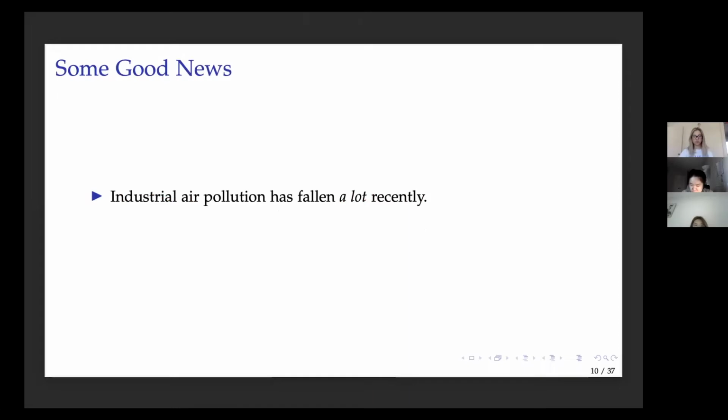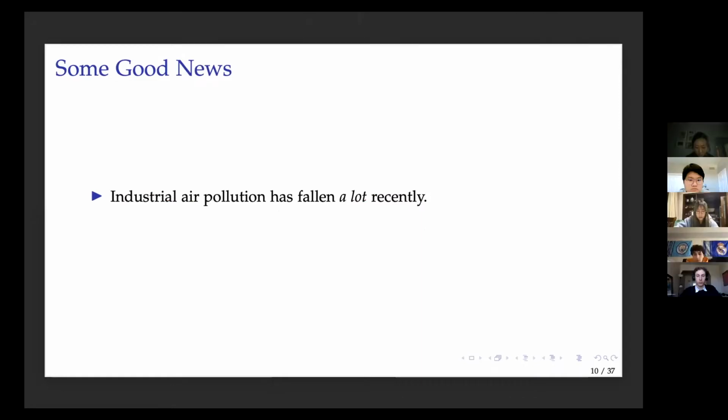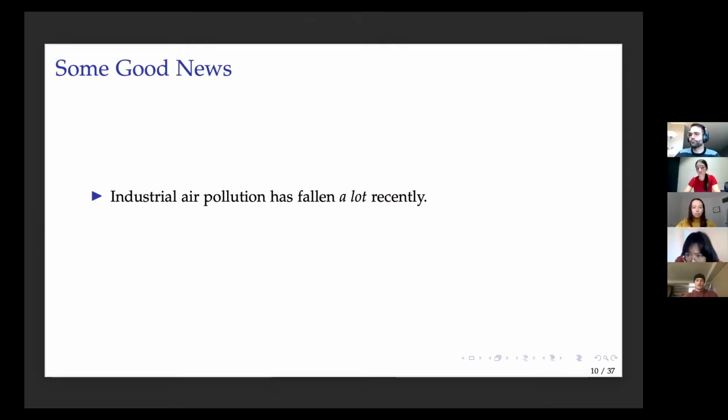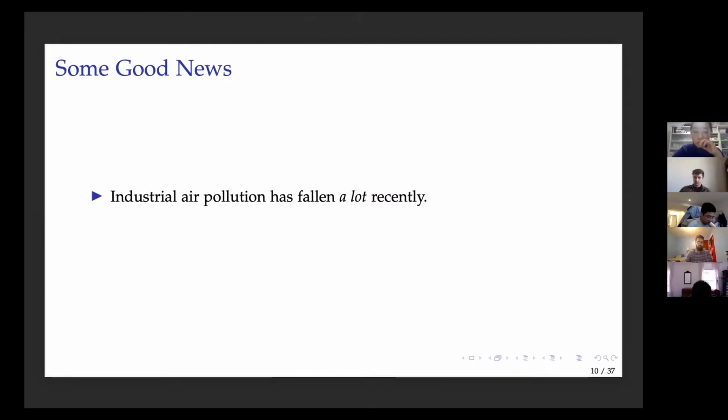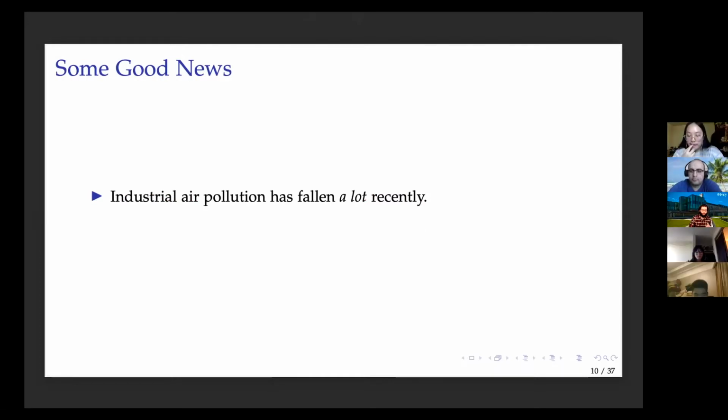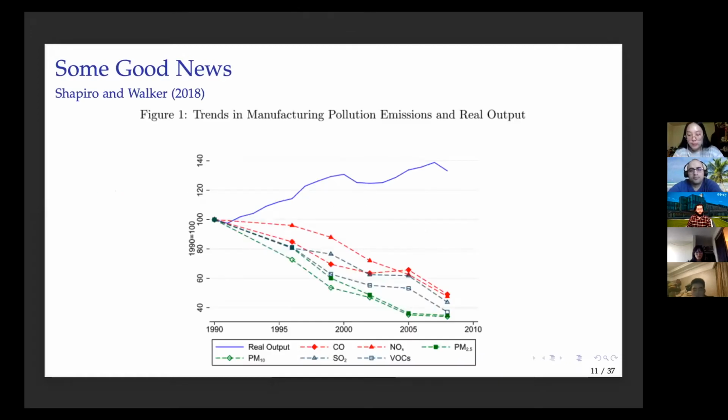So I just talked about air pollution is really bad. It imposes lots of costs on humans in addition to the environment and animals. And there's lots of different sources of air pollution. So it seems like, well, everything's bad news. We're in for a lot of trouble. Fortunately, at least in the industrial sector, air pollution has fallen a lot recently. So some evidence of this is what's up on the screen here.